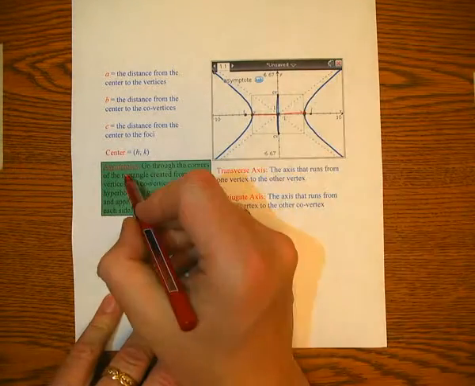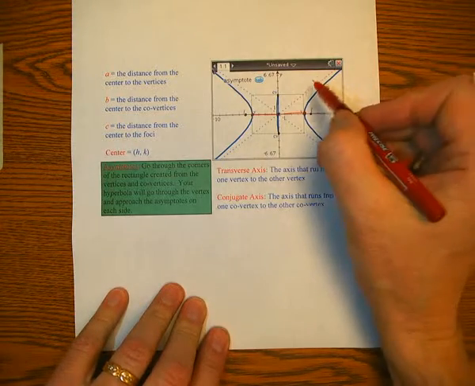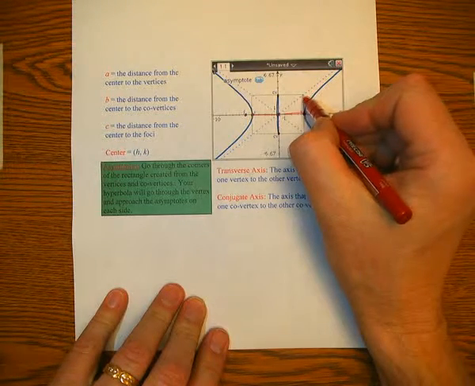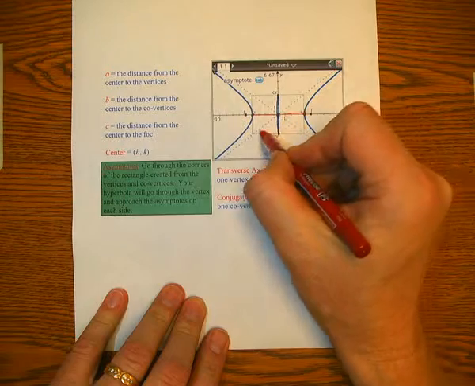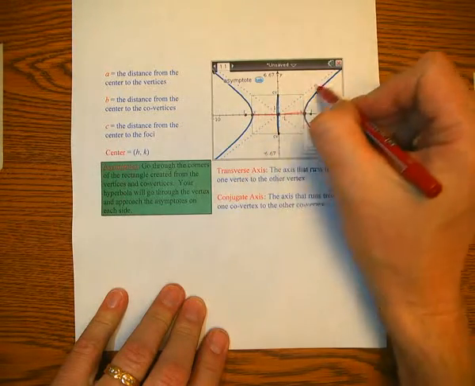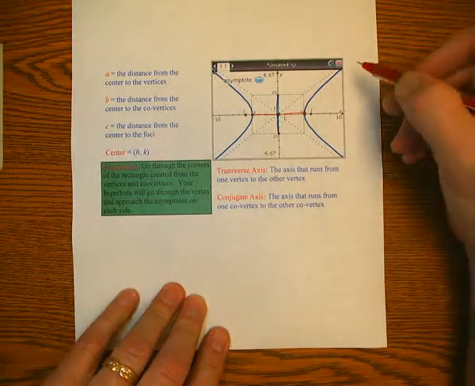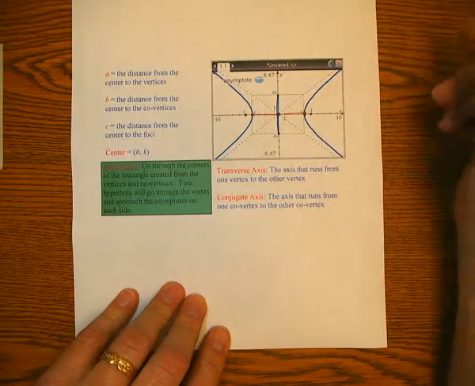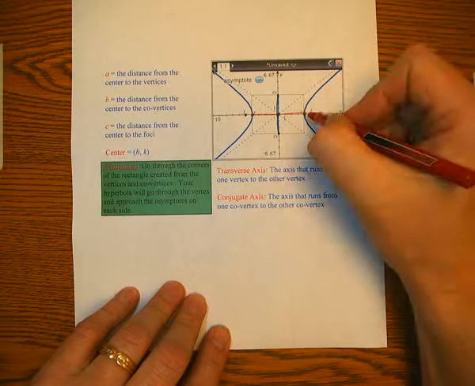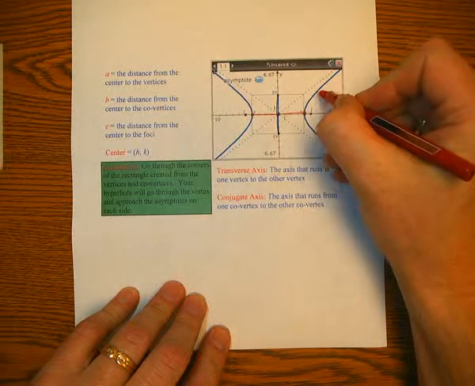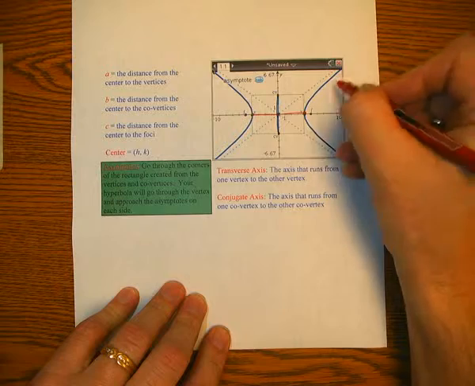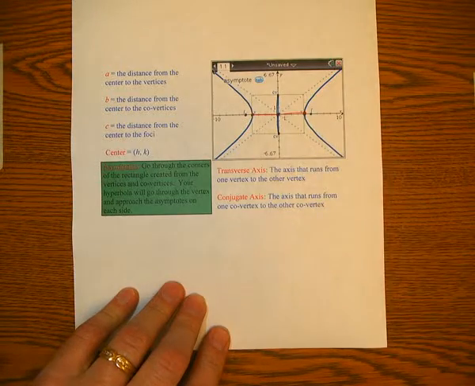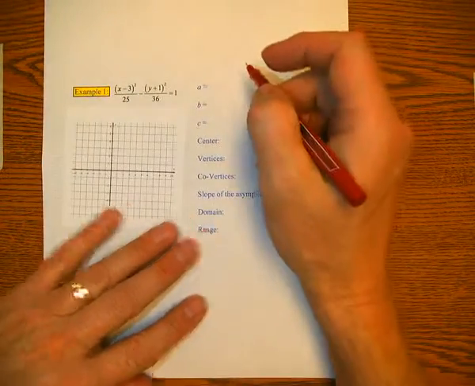All right, and we do have asymptotes on this. The asymptotes you get by drawing a diagonal through the rectangle here and going through this way as well. That'll give us asymptotes that the hyperbola curve will approach but never cross. All right, so let's take a look at a few sample problems here and get going on this.